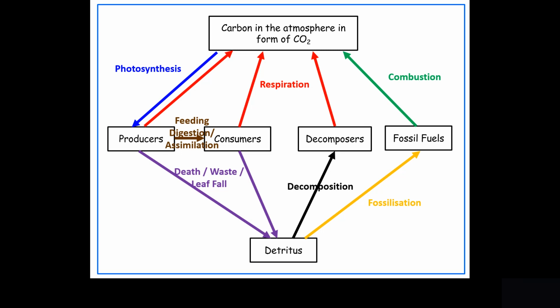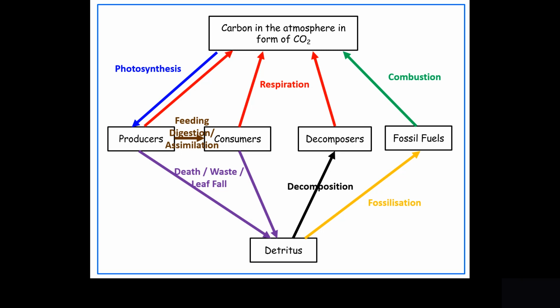Now, that's obviously the biology side of it, but you also will have learned at GCSE about fossilization. So our dead producers and consumers can be fossilized. So we have the transfer of carbon atoms into fossil fuels, which can then be burnt through combustion, again releasing carbon dioxide back into the atmosphere, and the cycle continues.